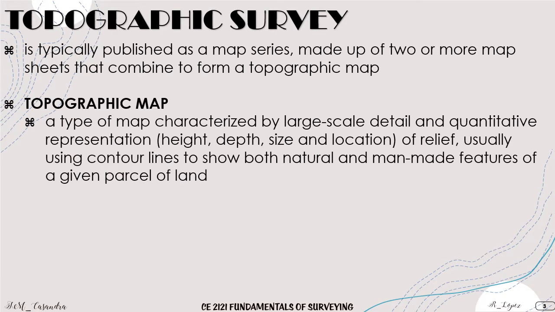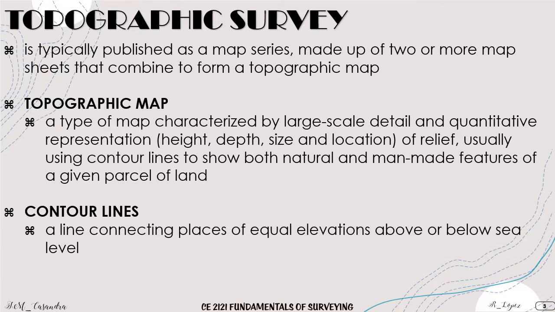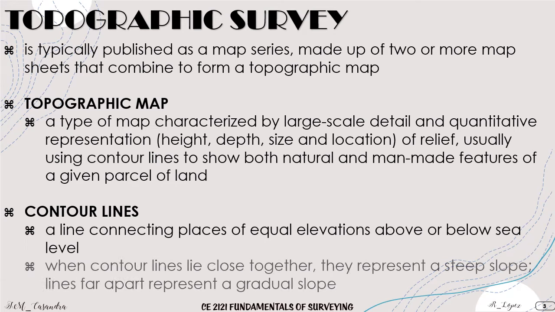A topographic map is defined as a type of map that is characterized by large-scale detail and quantitative representation. So this representation now would include the height or the elevation, the depth, size, and location of reliefs, usually using contour lines to show both natural and man-made features of a given parcel of land. When we say contour lines, these are now lines connecting places of equal elevations above or below sea level. When contour lines lie close together, they represent a steep slope, and lines that are far apart would represent a gradual slope.